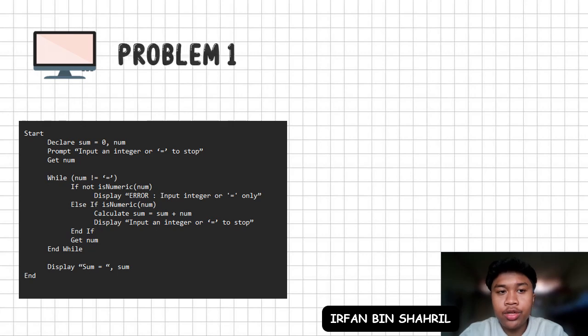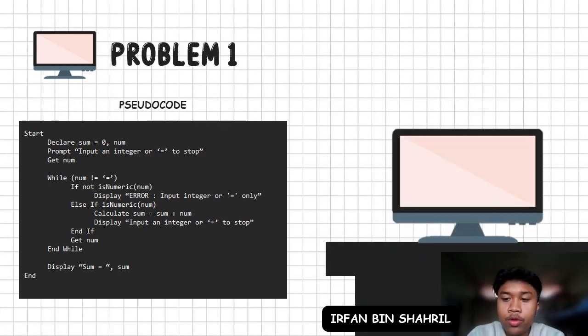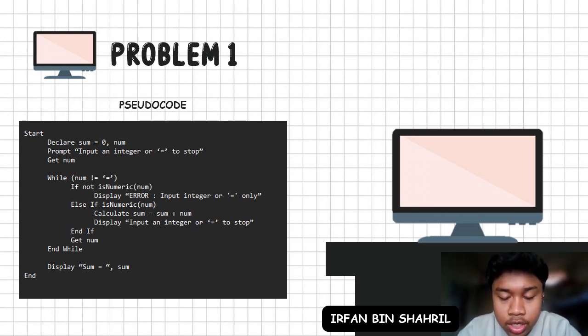My name is Irfan bin Shahril. I am going to present our first problem for this question. The question says that we have to create a program to calculate the sum of integers from user input. The user can input as many numbers as preferred. If the user wants to end the prompt, they need to input an equal sign symbol. Then the sum of all the numbers will be displayed. However, the program will display an error message if the user inputs characters other than integers and the equal sign.